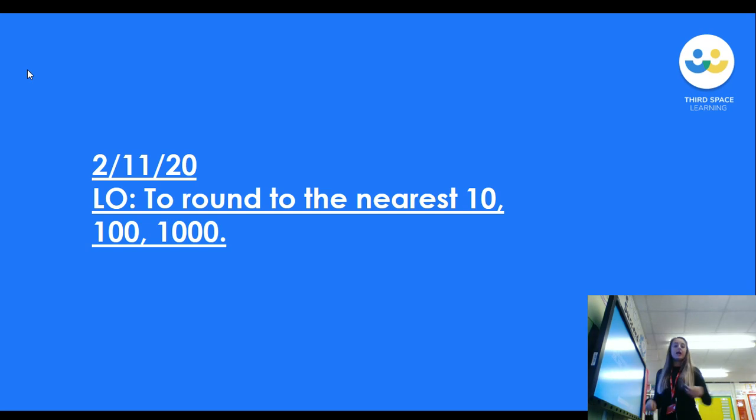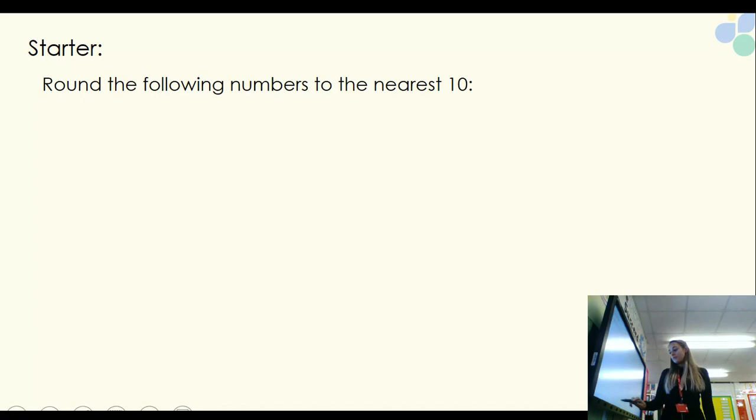Hi Year 4, so for today's maths lesson you're going to be rounding to the nearest 10, 100 and 1000. This is a recap of what we've already done, so it shouldn't be too tricky for you. So first of all, rounding to the nearest 10. When we are rounding to the nearest 10, we look to our ones column to tell us the answer. So the rule is 5 or more we raise the score, 4 or less we let it rest.